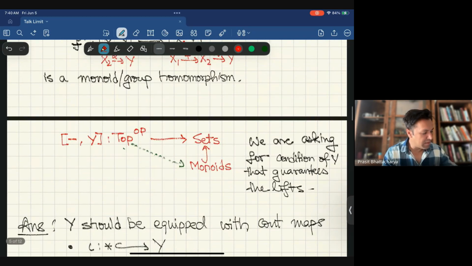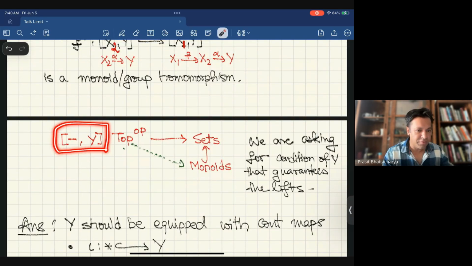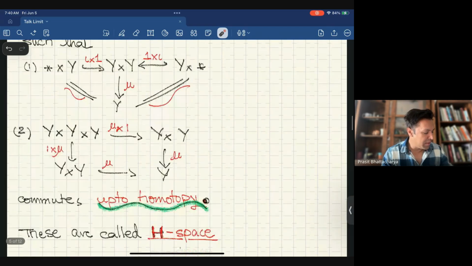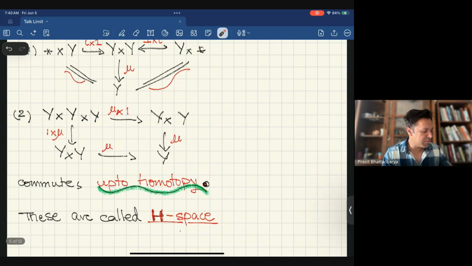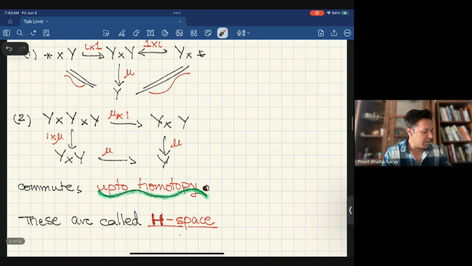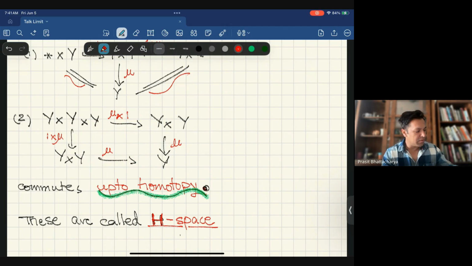Because we are taking homotopy classes of maps, we want these diagrams not to commute on the nose, but up to homotopy. Okay, so what do I mean? Meaning that this diagram is not exactly commuting on the nose, but there is a homotopy between the maps that we get if we go along one edge of the square versus when we go along the other edge of the square. So let's see what it means rigorously.